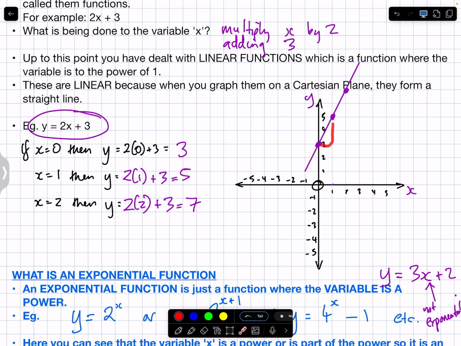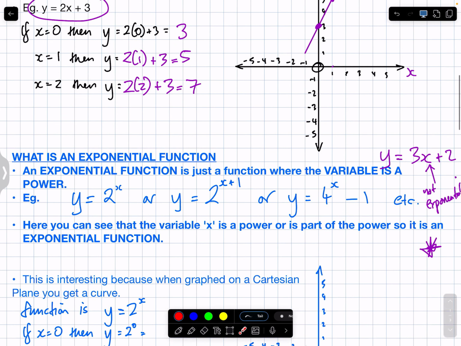That's not going to change. It's always going to go up 2. I could draw this forever. And every time I step once to the right, like this, I'm going to step up twice. That's for when it's linear. We're going to draw this one now.